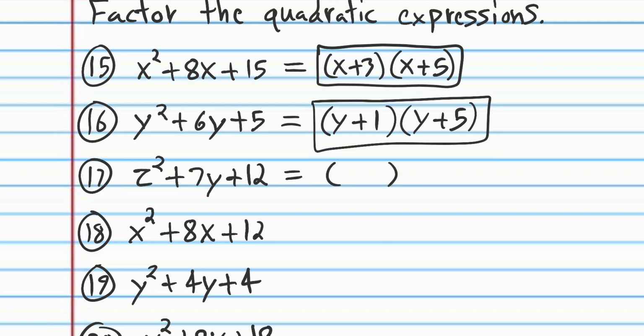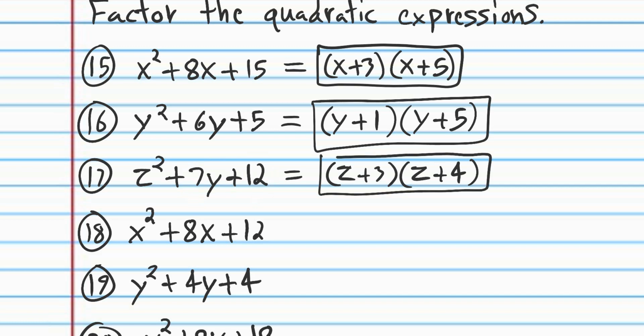Let's try another one. Two pairs of parentheses, put your z's. What two numbers multiply to 12? Well, I know it's going to be 3 and 4, because 3 times 4 is 12, and 3 plus 4 is 7. So that's the answer.